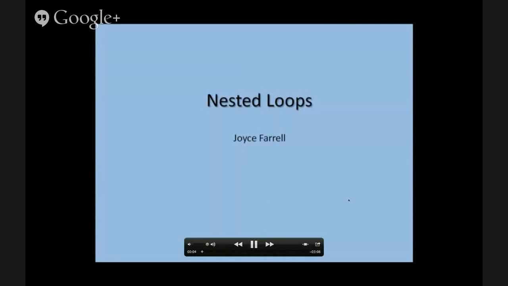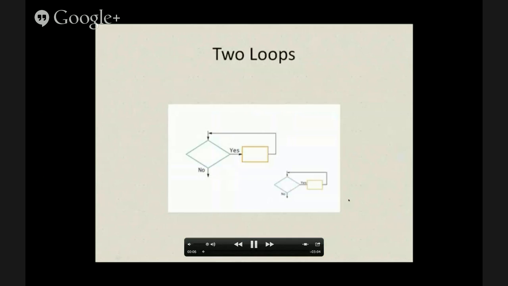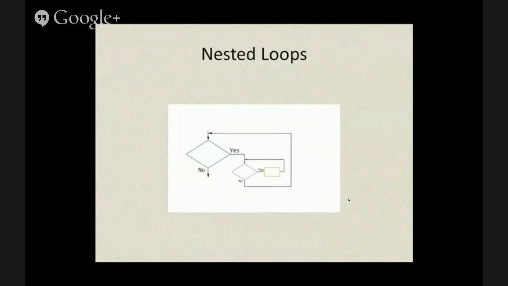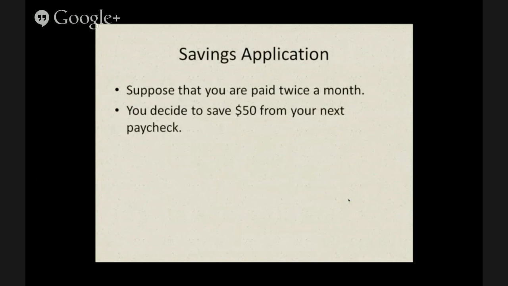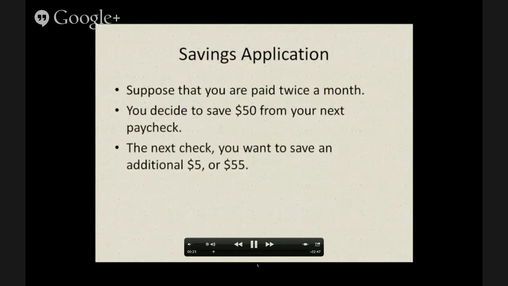Let's look at nested loops. When you have 2 loops and you remove the body of one and insert another loop, then you have nested loops. Let's look at a savings application. Suppose that you're paid twice a month, and suppose that you decide to save $50 from your next paycheck. The next check, you want to save an additional $5 or $55.